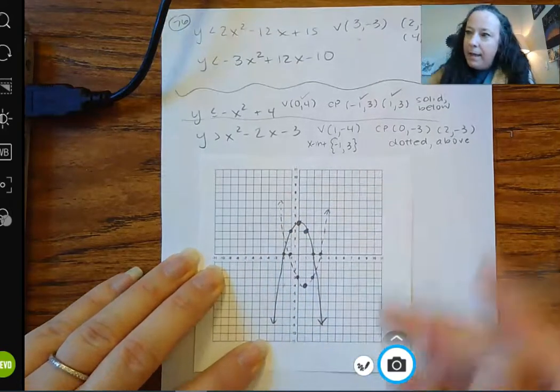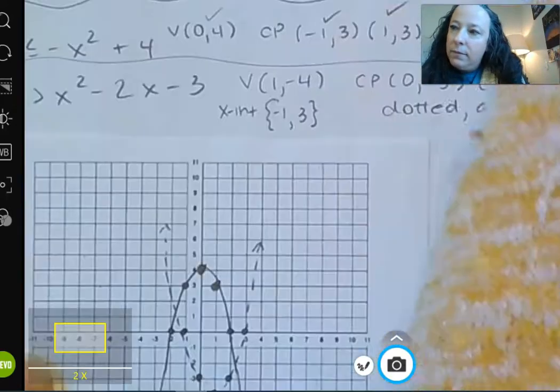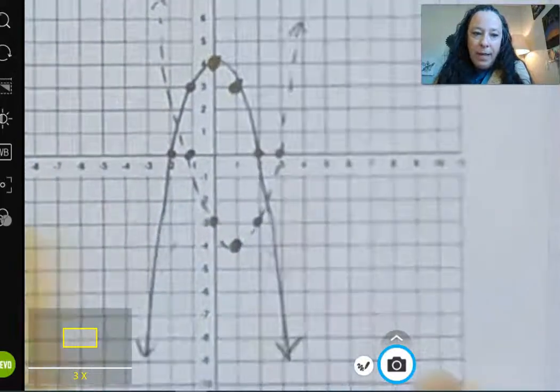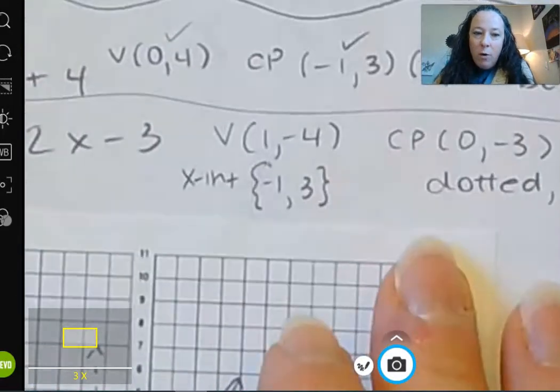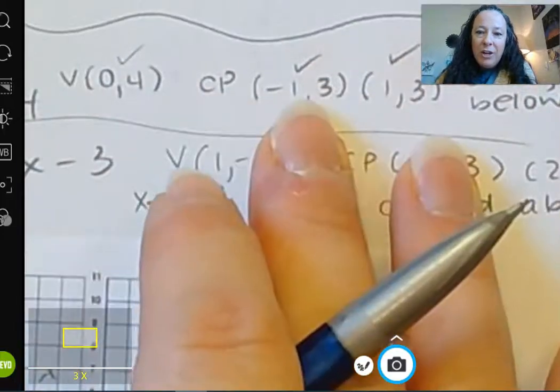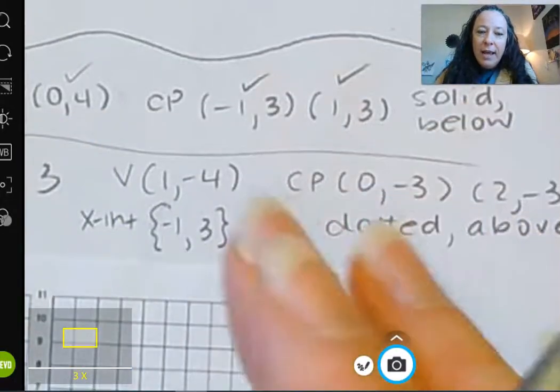There we go. Okay, I'm going to zoom in a little bit. All right, so there we go. And I'm not going to make you label all the little points because you've got them all written down up here. If you do that, then you're going to be good to go if you have all of that information written down.